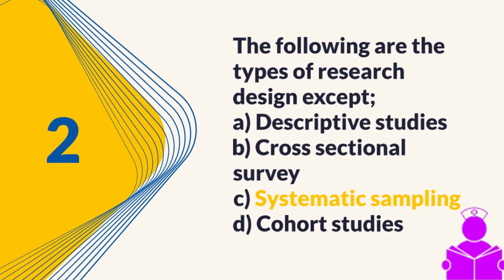To understand why, let's break this down. Descriptive studies, cross-sectional surveys, and cohort studies are all types of research designs used in various studies. Systematic sampling, on the other hand, is a method used within research designs, not a research design itself. So, the correct answer here is C, systematic sampling.